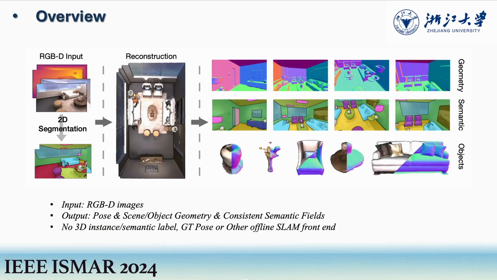An overview of our approach is shown in the figure. Our system takes monocular RGB-D data as input, and we use a pre-trained CNN semantic segmentation model to generate inconsistent, noisy semantic results of multi-view images. Simultaneously, we can perform camera tracking and geometry and semantic reconstruction.